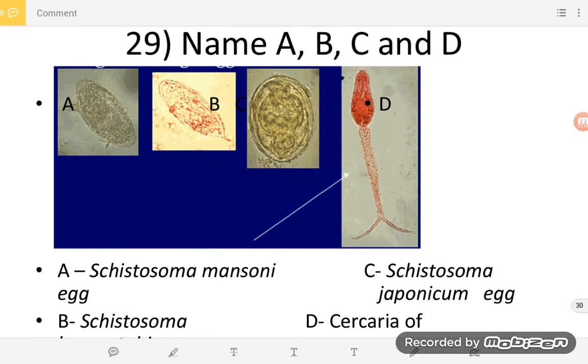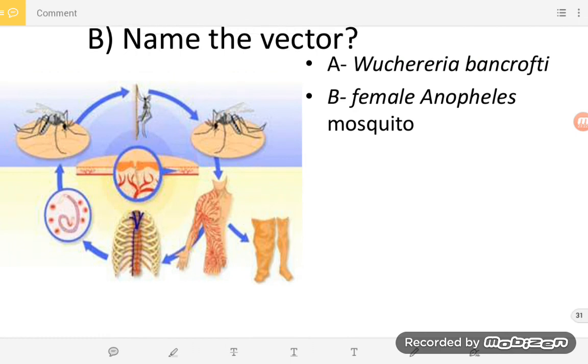Right, A, B, C, D. A is the Schistosoma mansoni egg. B is the Schistosoma haematobium egg. C is the Schistosoma japonicum egg. Here you can see the lateral spine. This is the terminal spine. Here you can see the lateral spine, here the knob, right? And this one is the cercaria of the Schistosoma.